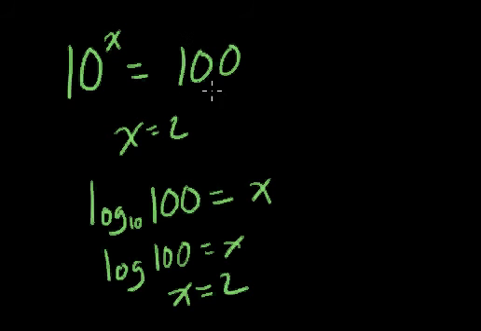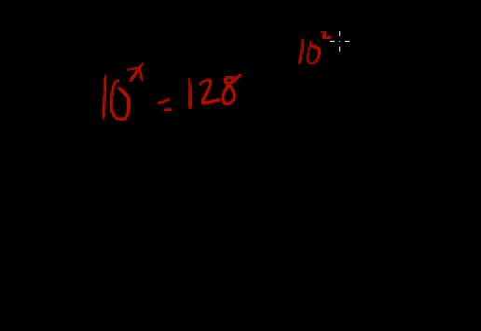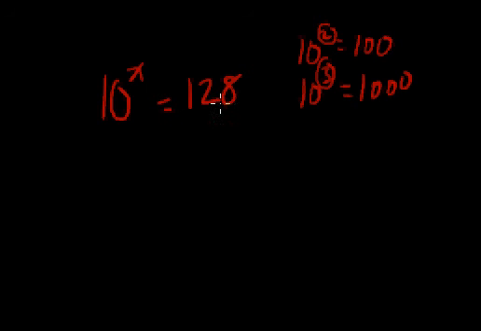What if it's not equal to 100? What if it's a more complicated problem? Let's take a look at a little more complicated problem. What if we wanted to know what power 10 is taken to in order to get 128? Now this is a little tougher. I can estimate because I know 10 squared is equal to 100, and I know that 10 to the third power is equal to 1,000, so x is going to have to be between 2 and 3 to get to 128. I also know 128 is closer to 100 than 1,000, so it's going to be an answer closer to 2 than it is to 3.